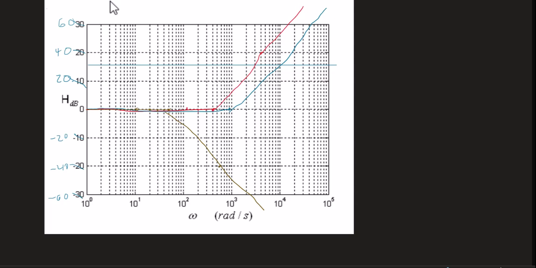And then I have a quadratic pole with corner frequency 6,000. So here's 1,000, 2,000, 3,000, 4,000, 5,000, 6,000. And so I'll go over here. And then, because it's quadratic, it has a slope of negative 40. So it'll be right there.